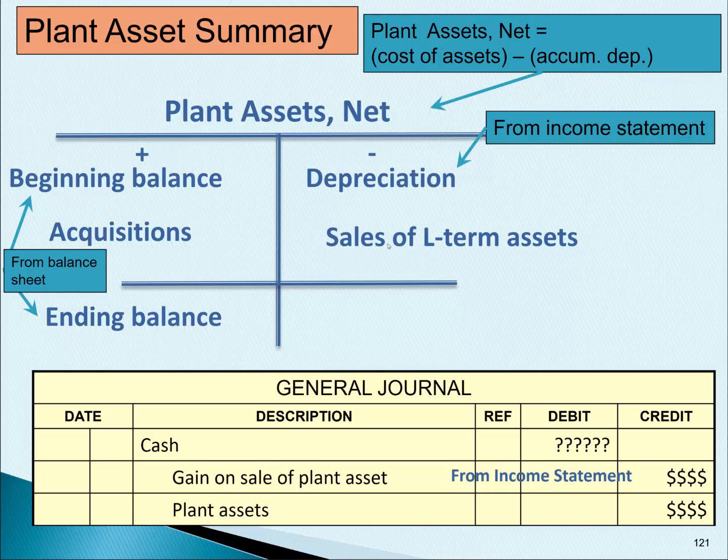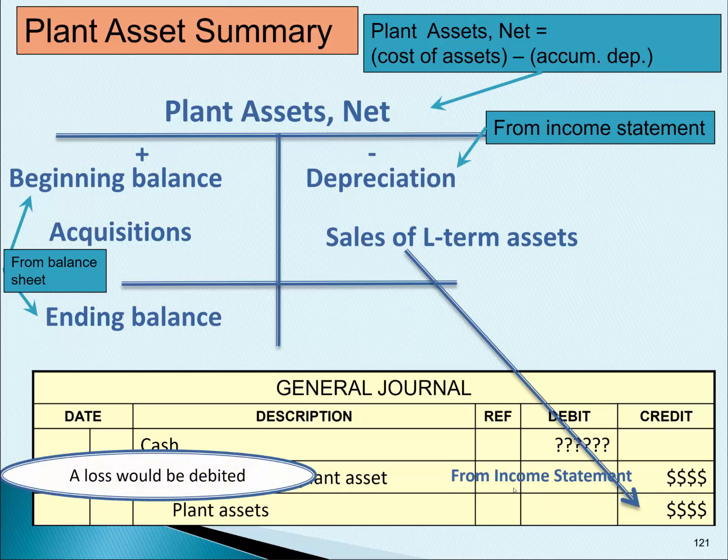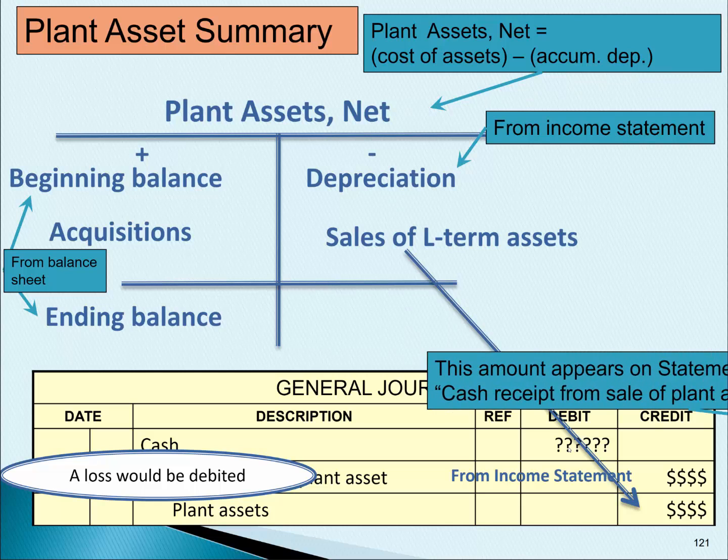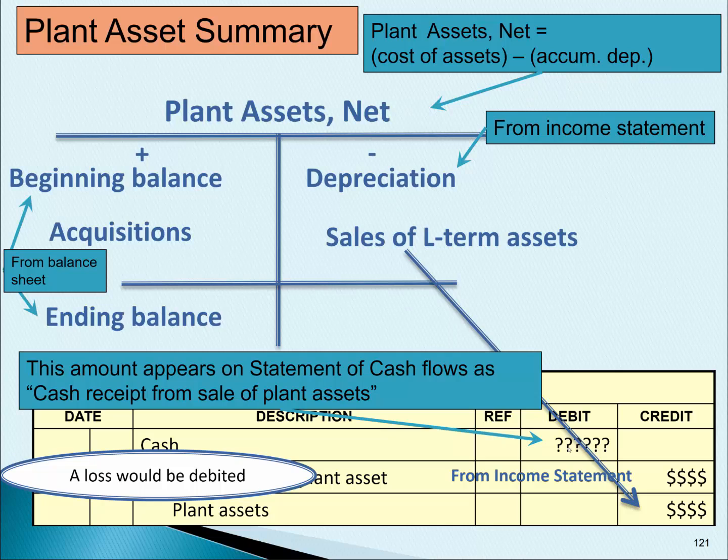And then once we calculate the amount of sales, how much our plant assets were lowered by at their original cost, that can be placed down here. And then once we have these two numbers, we can calculate the cash generated from selling our plant assets. And that would go on our statement of cash flows as cash receipt from sale of plant assets.